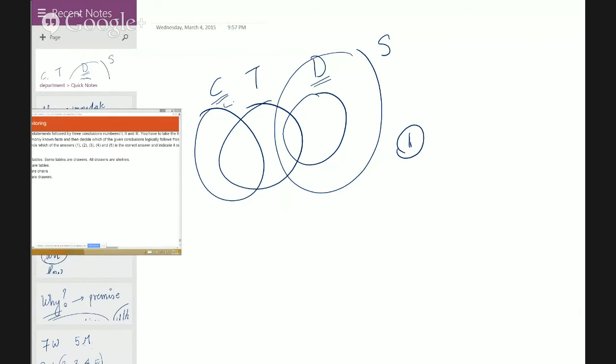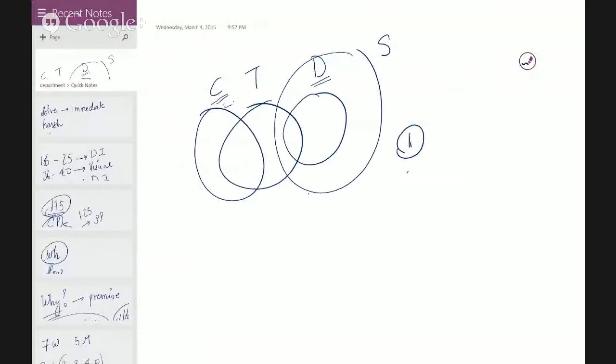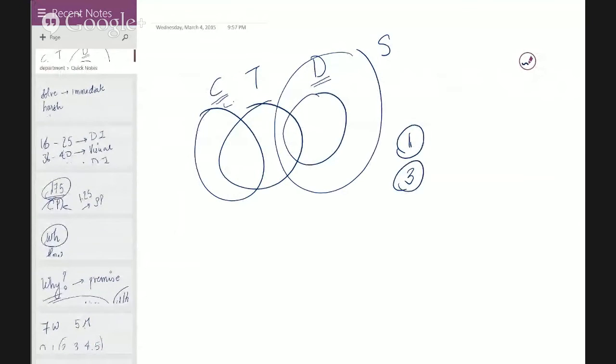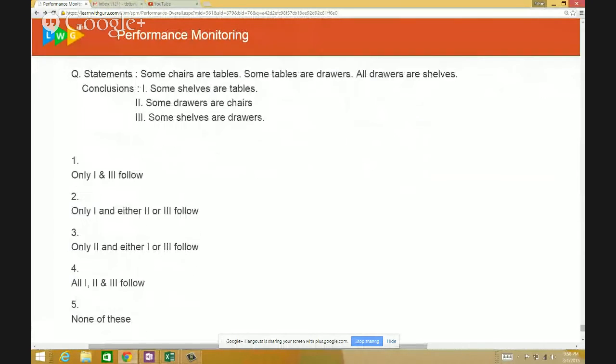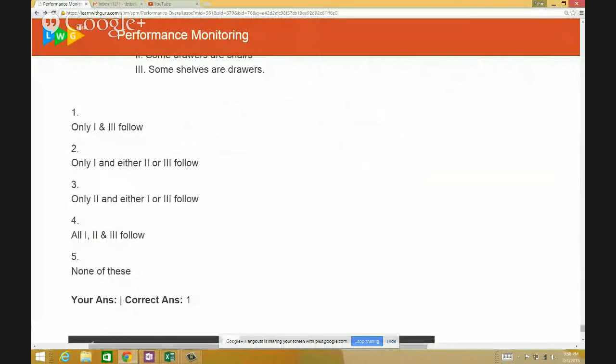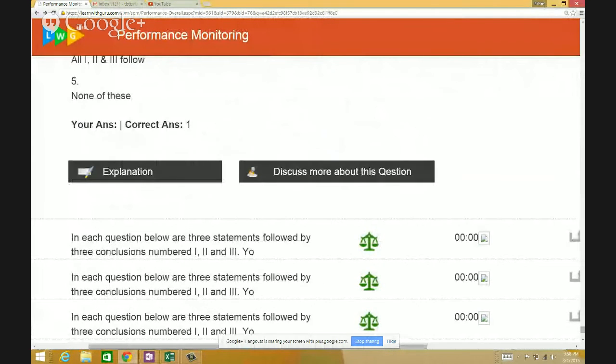So it's false in this case, so it's gone. 2 doesn't follow. Some shells are drawers definitely follows, because if all are there, some are there. So 1 and 3 follow. Sorry for that, 1 and 3 follow.